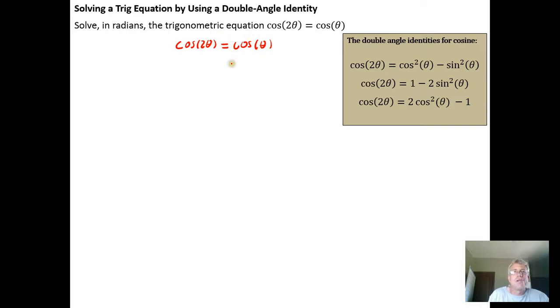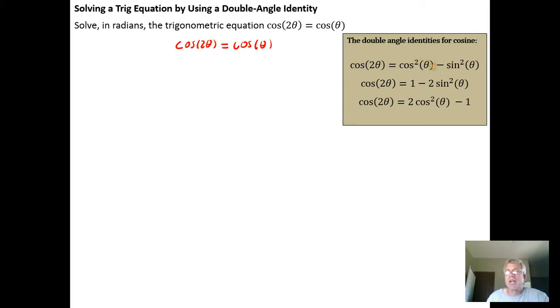There's no technique to apply to this. We can't factor it to get it into a zero product property form. So what we want to do is take one of the double angle identities for cosine and rewrite this equation and see if it puts it in a useful form for us.